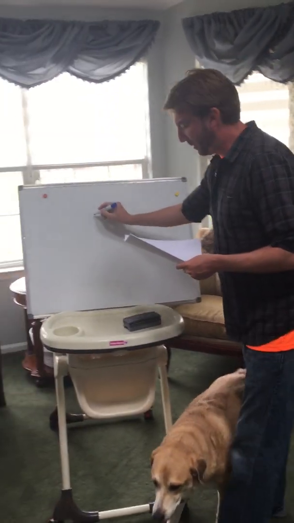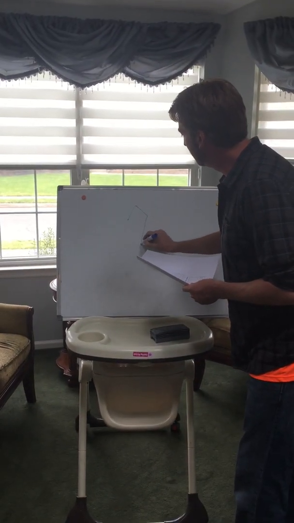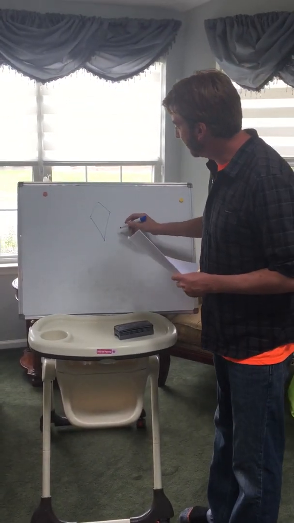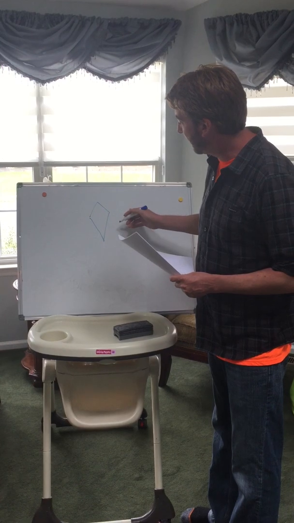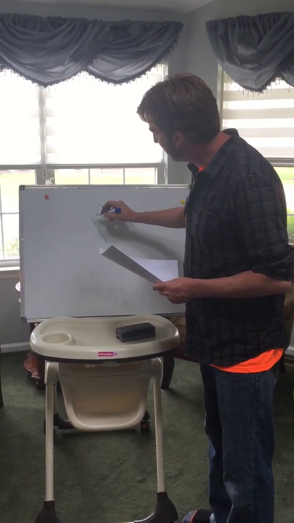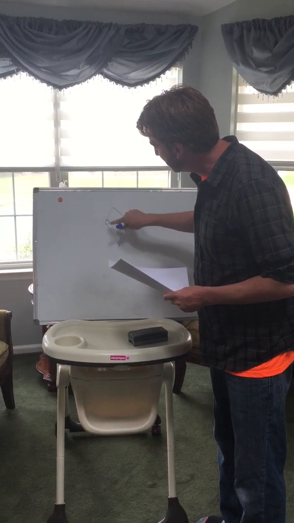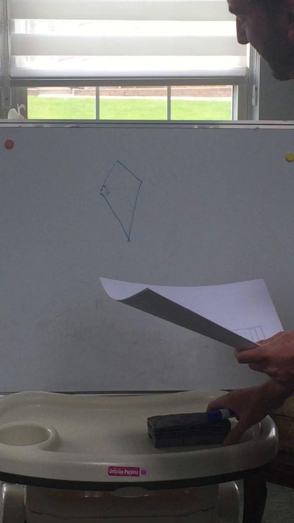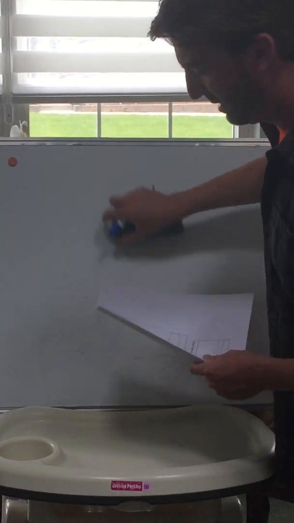Alright, number one, we have a kite. It says how many right angles are there? There are 0 right angles. If this were a rhombus, it still obviously wouldn't have a right angle, but remember, you're going to see a little box if it's a right angle. This doesn't have it. That's an obtuse angle, not a right angle.